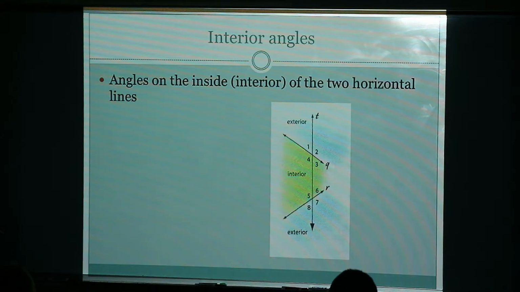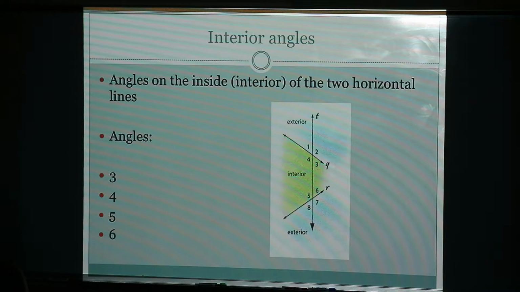Now these angles wouldn't be possible without the transversal, as we talked about yesterday. Without that line going down the middle, we wouldn't make 3, 4, 5, and 6. Now, the goal throughout chapter 3 is to talk about a weird, quirky relationship between these. If I give you one of them, you could find the others if the lines are parallel. That's what we talked about. Okay? All right, questions?